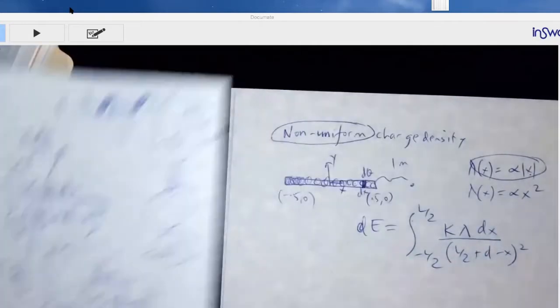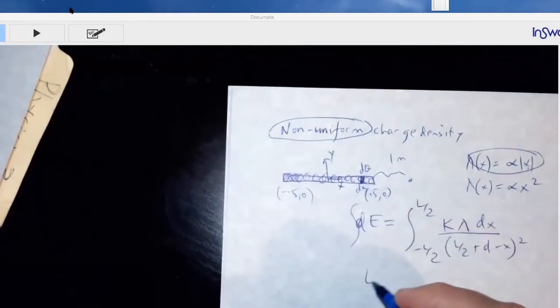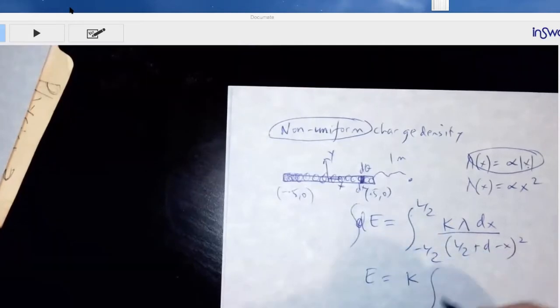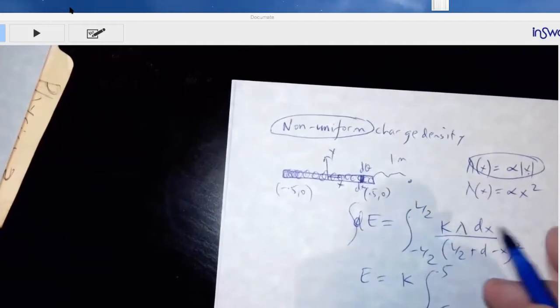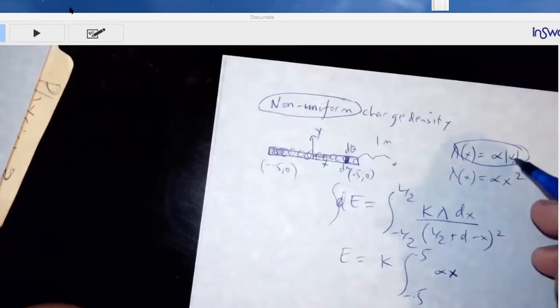Then I'm going to put in my numerical values, k and lambda. k is going to come out of the integral. This is going to be negative half to half. And then lambda is going to be alpha times the absolute value of x, right?